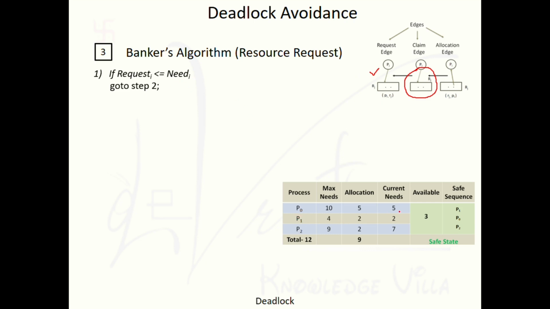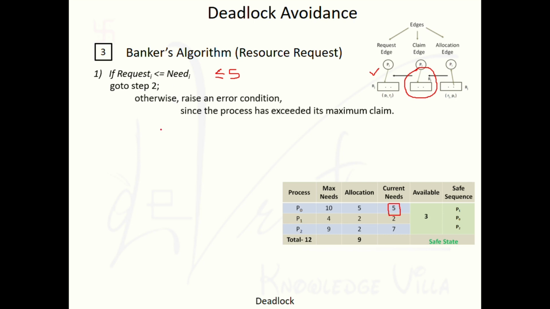Suppose P0's need is 5. So the maximum resources process P0 can request is 5. It means process P0 can request less than or equal to 5. Process P0 cannot make a request for more than 5 resources. If the request is less than or equal to need, then go to step 2.